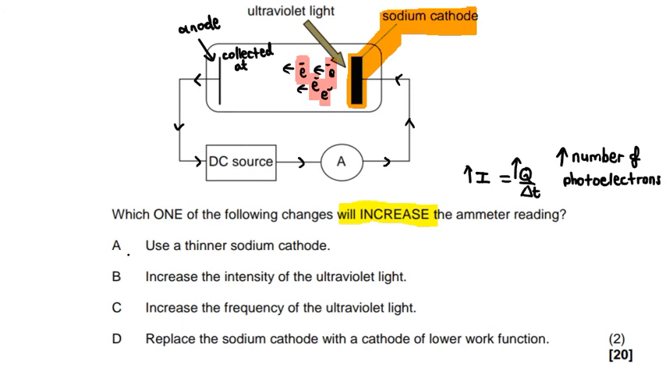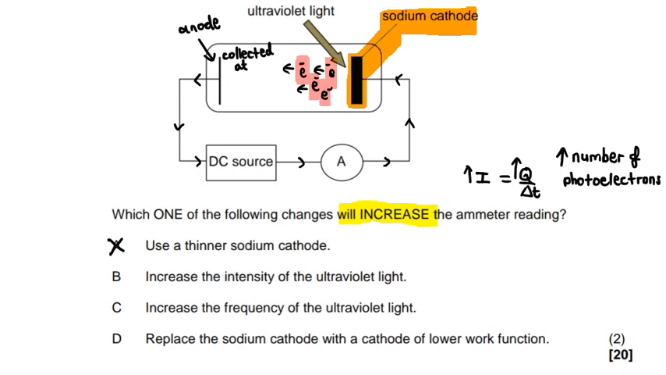A says use a thinner sodium cathode. Again, that's dumb, because if you just change the surface area or the size of the metal, you haven't changed the property of the metal. It still has some sort of a threshold frequency to it, so you haven't really done anything. That's just dumb.